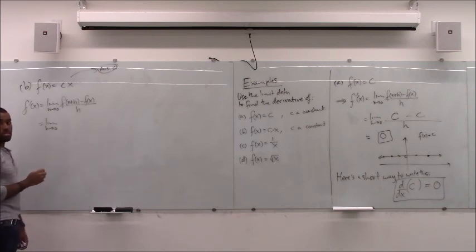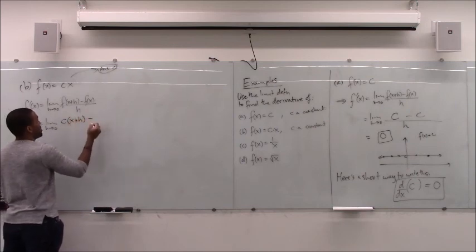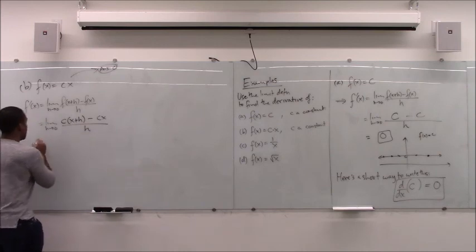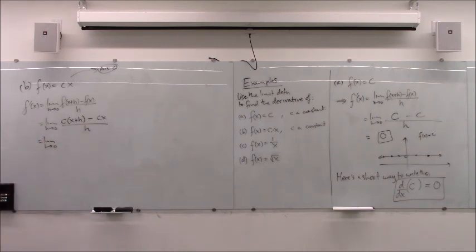C times x plus h, right? Replace all x's with x plus h. F of x is just c times x. Obviously, you can't plug in h equals 0, so we need to simplify. What do?